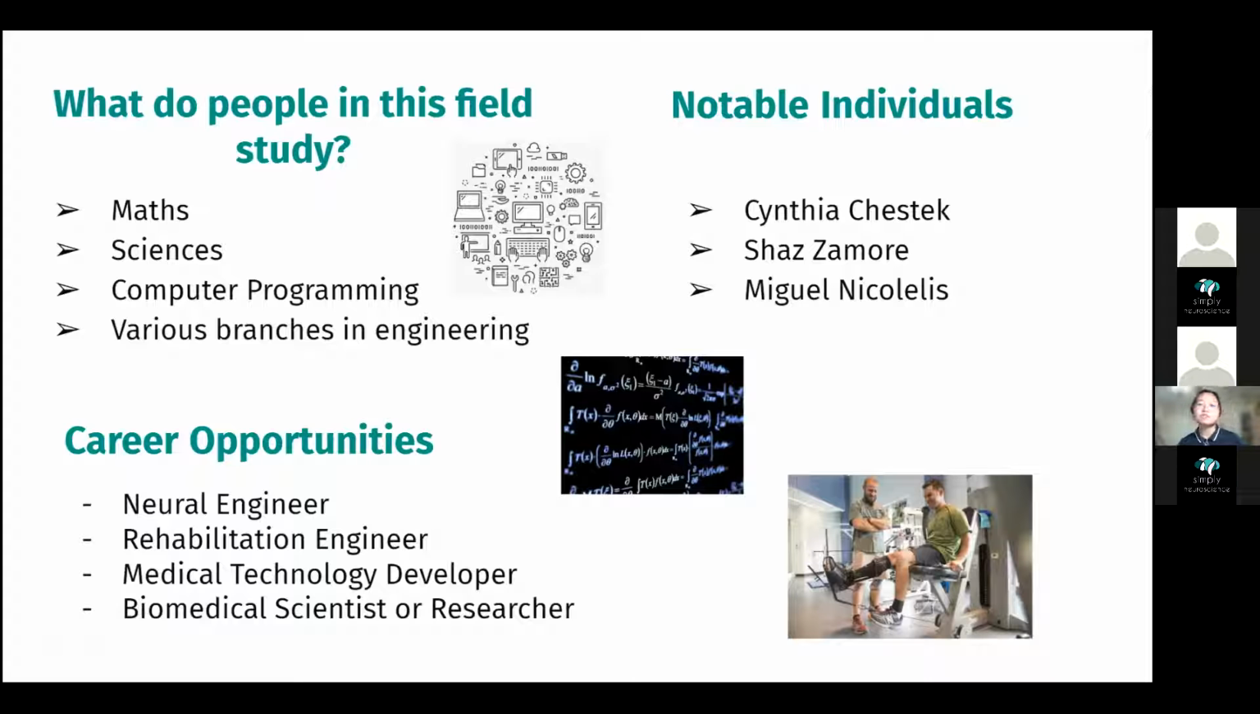And we also have some notable individuals, such as Cynthia Chestek. She is an electrical engineer and neuroscientist to whom the nervous system is a circuit. She is tapping into the circuit to advance brain-machine interfaces, which we will be focusing on today.